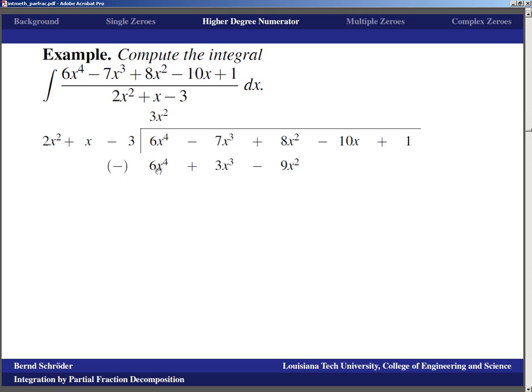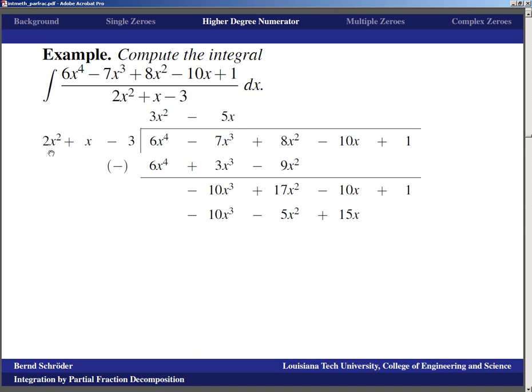And so here 6x to the 4th minus 6x to the 4th, well, that's nothing. And then negative 7x cubed minus 3x cubed is negative 10x cubed. 8x squared minus negative 9x squared is plus 17x squared. And then it's always, or it's potentially a good idea to just keep track of the remaining terms, right? Negative 10x has nothing subtracted, 1 has nothing subtracted, so we just pull those terms down. Okay, so now negative 10x cubed divided by 2x squared, that should be negative 5x right here. And now negative 5x times 2x squared is negative 10x cubed. Negative 5x times x is negative 5x squared.